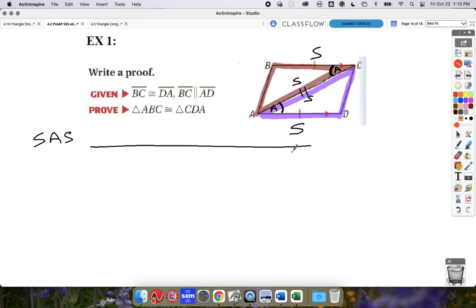Okay, wait, so what if you forgot about the sides in the middle and then you made the other two angles vertical angles? There's no, I mean for alternate interior angles. Then that would be the ASS shortcut, and it wouldn't prove congruence.